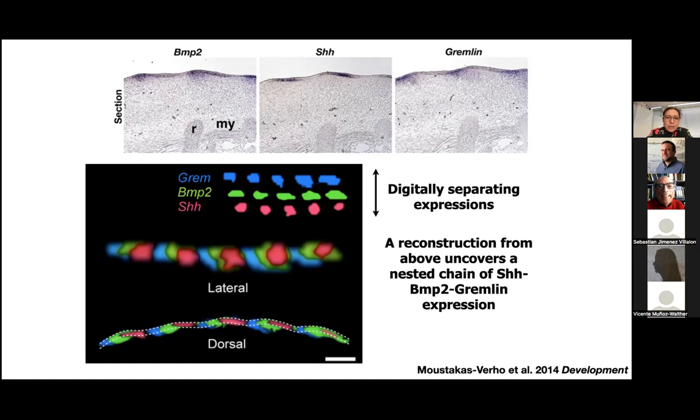Oh, I can't even see the mouse at all to move this, but at the top row you have BMP, sonic, and gremlin. And then looking at how these expression patterns complement each other, you can see that along the forming shell, there's a nested chain of these molecules, suggesting that they are controlling the spacing of these primordia, which then determines the patterning.